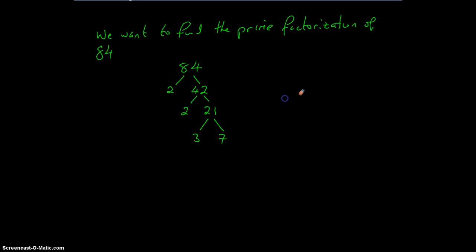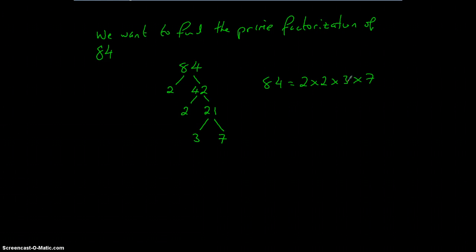So we can write 84 is equal to 2 times 2 times 3 times 7. If we just look at what this means, it says 2 times 2 times 3 times 7 does equal 84. These are all the prime factors, all prime numbers that multiplied together equal 84.